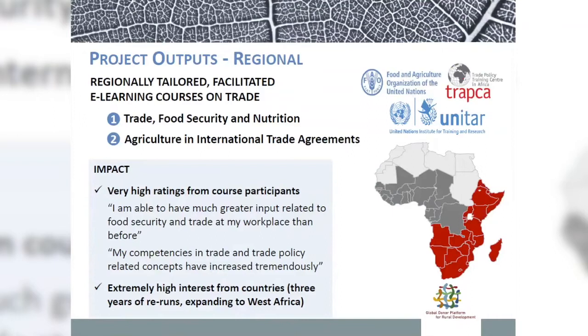The second course, agriculture in the international trade agreements, focuses basically on the rules that govern and regulate international trade, because these rules are being decided and agreed on through global and regional trade agreements, and these rules define the policy space available for agriculture and trade policies in the countries.